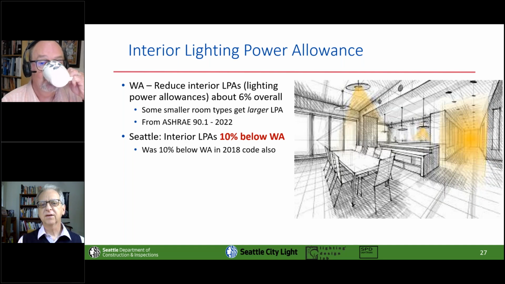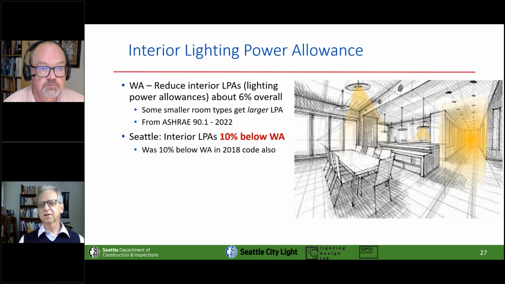In Seattle, as with our previous codes, we maintain those lighting power allowances 10% below Washington State. This follows that the research gets done a few years ago, and those get into national standards, and then we pick them up in the state and then the city.